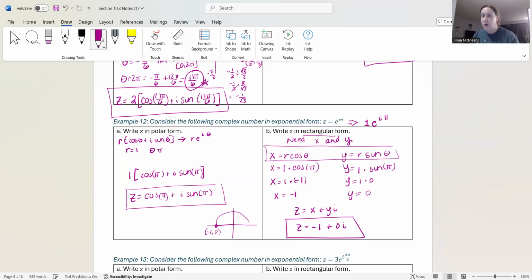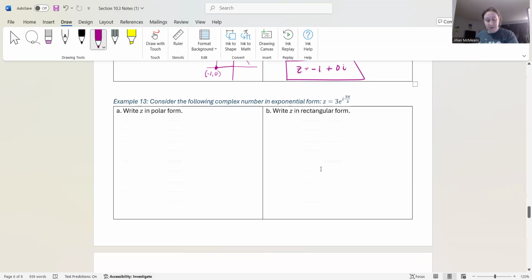It's generally, for me, a little harder when I have to find my theta value. Okay, but going from exponential to polar, pretty easy. Going from polar to rectangular, really not too bad. Okay, one more. All right, so we have another one that is in exponential form.